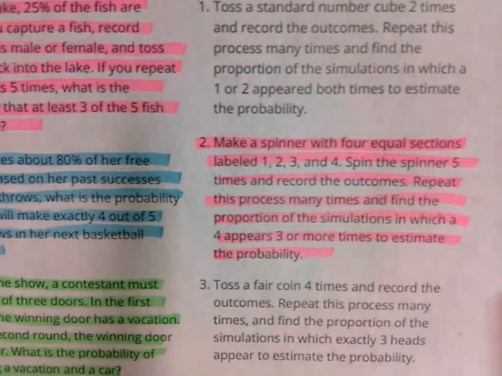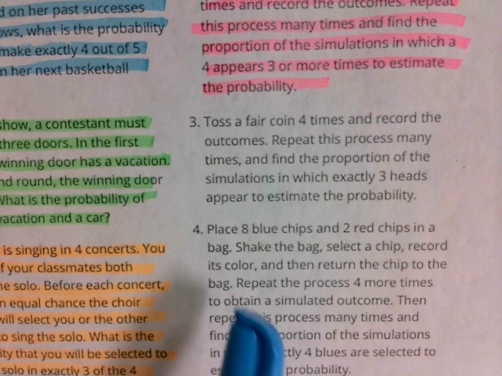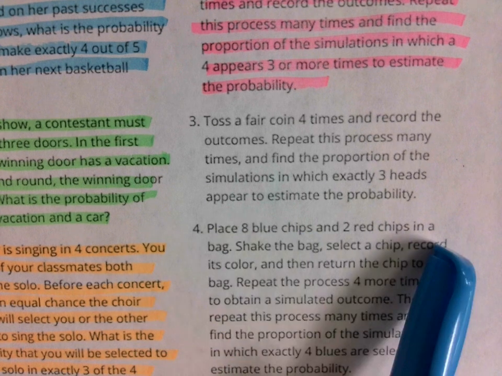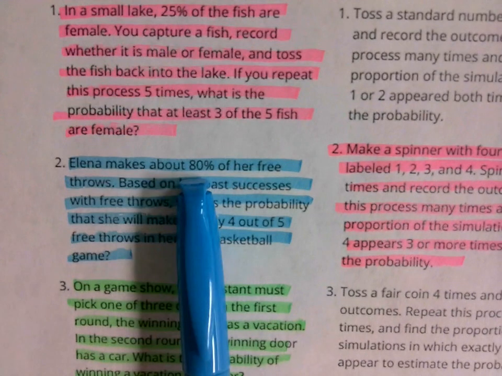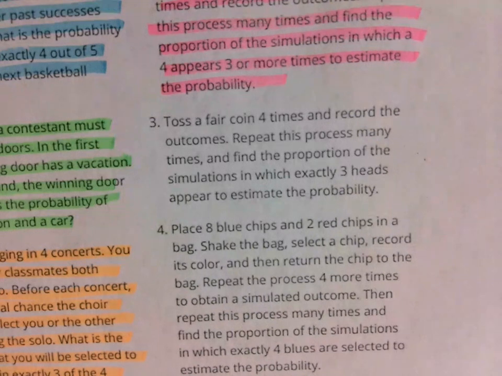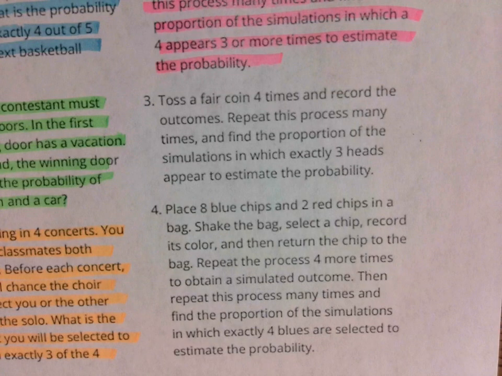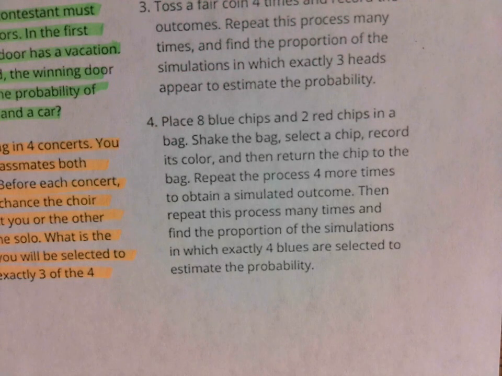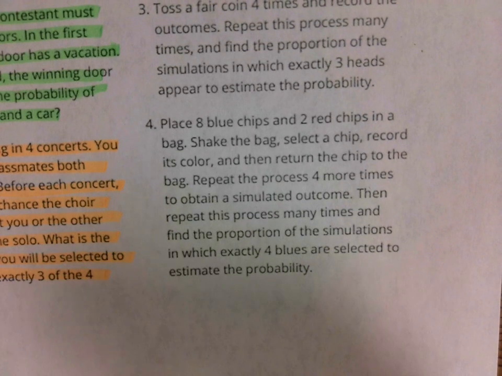Simulation 4. She places 8 blue chips and 2 red chips. That's 10 chips. 8 out of 10 is 80%. She's going to shake up the bag, pull out a color, record it, and put it back in the bag. She's going to repeat the process 4 more times to obtain the simulated outcome. Then she's going to keep repeating it over and over again, and then document exactly how many times she got 4 blues out of the 5 choices. So that simulates what she's wanting. There is your matchup.